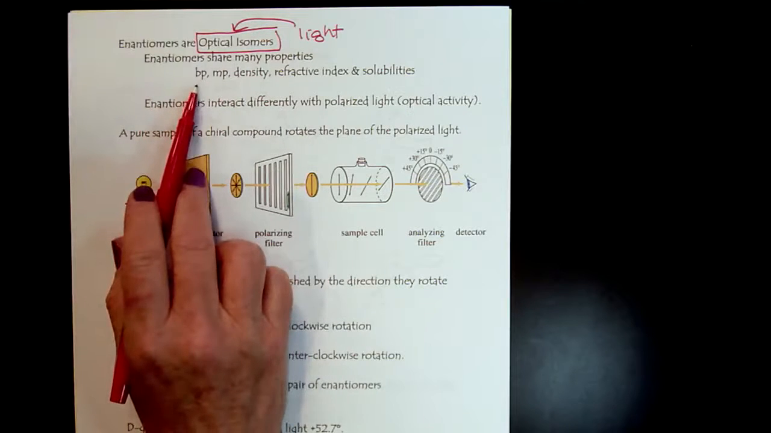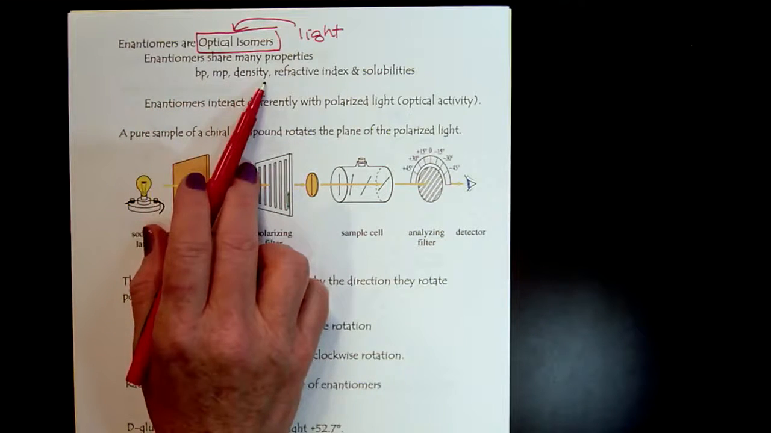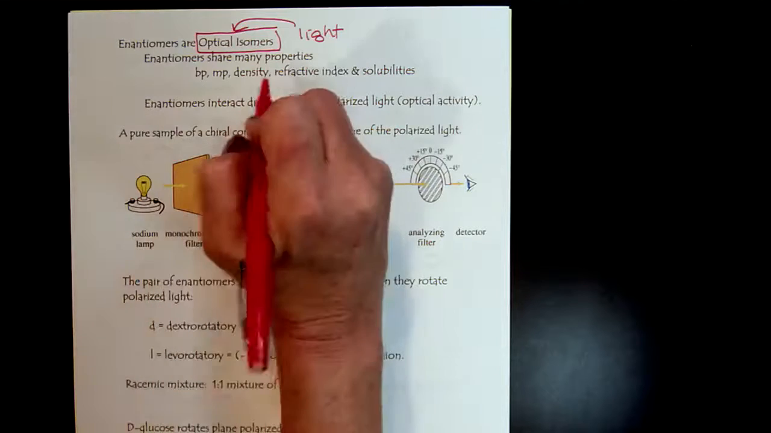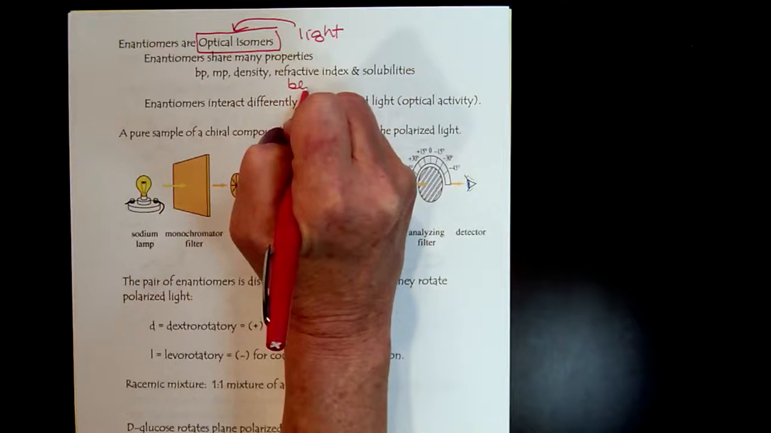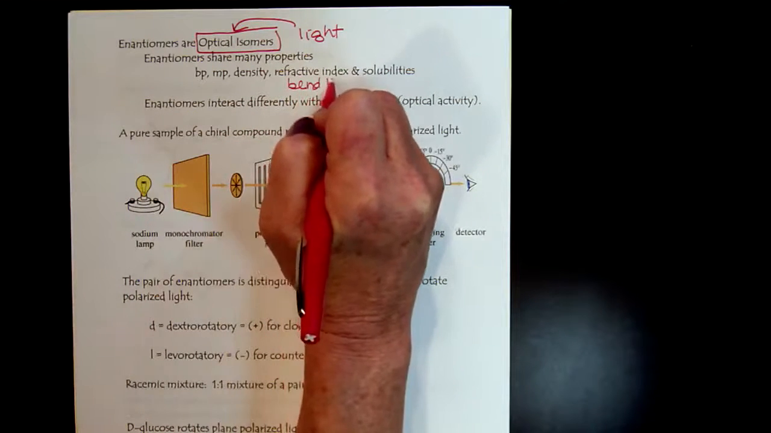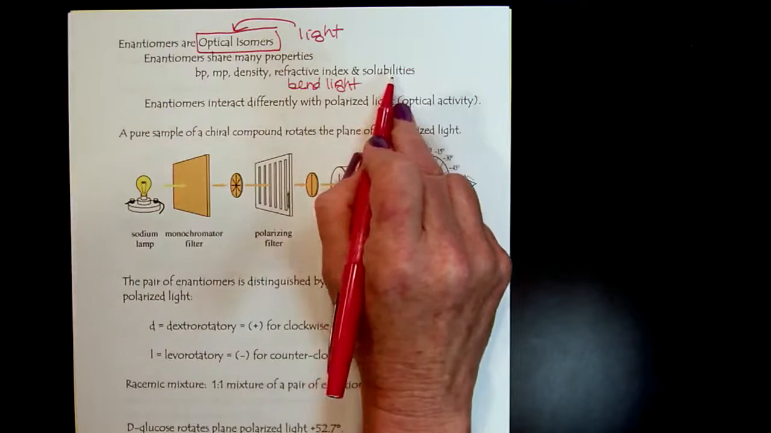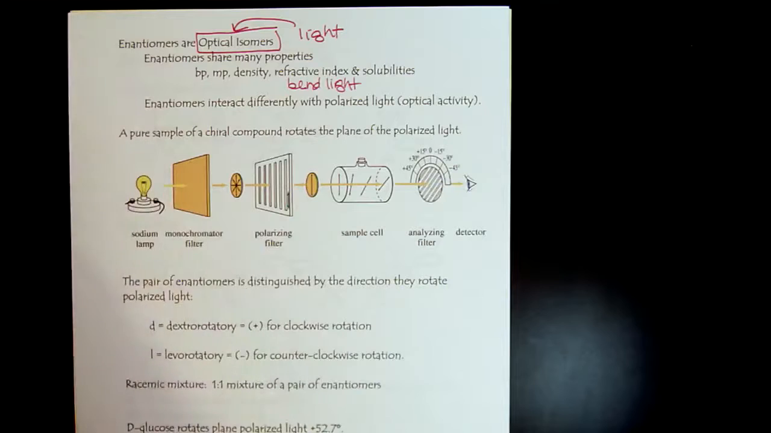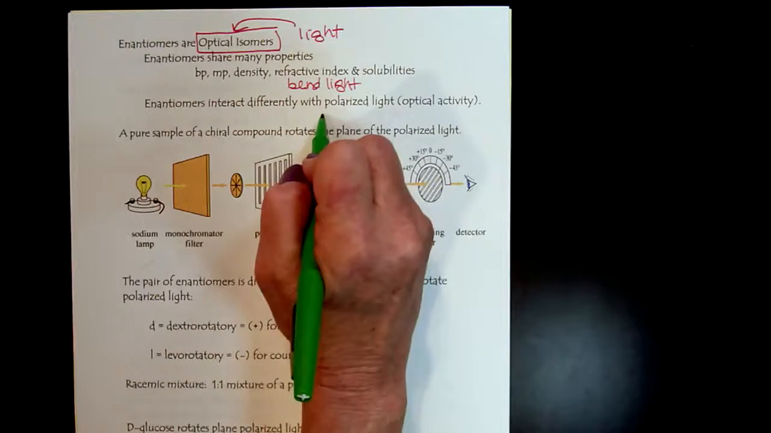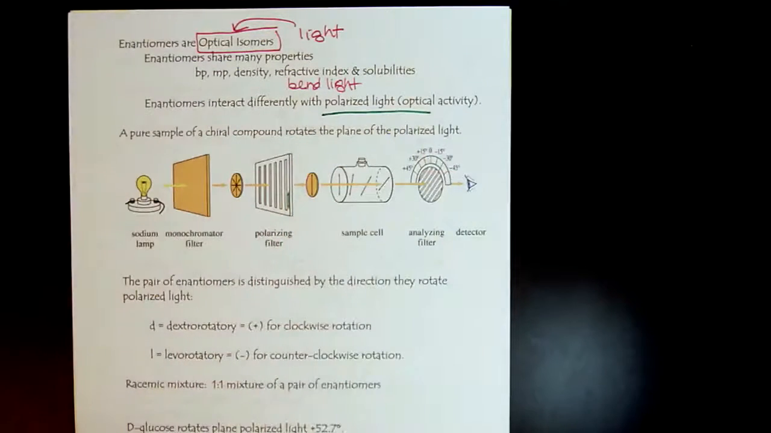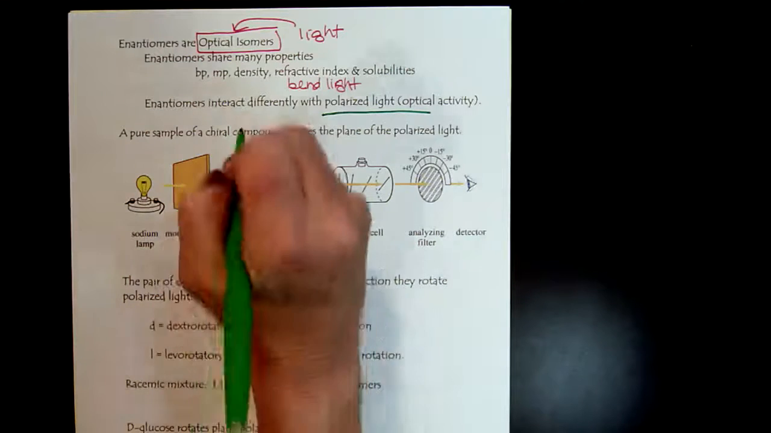They have the same boiling point, melting point, density, and refractive index, which is how they bend light, and how soluble they are in water. But where they differ is how they interact with polarized light. That's different. This is rotating light.